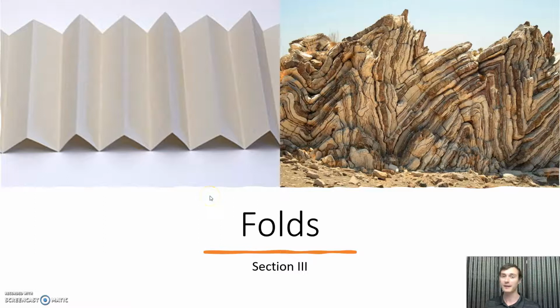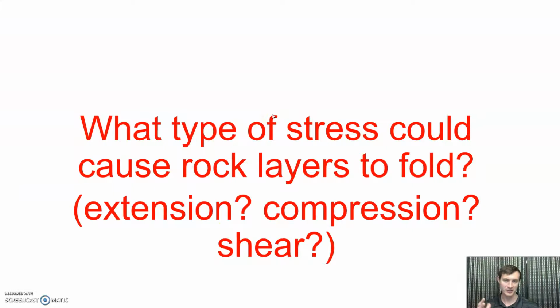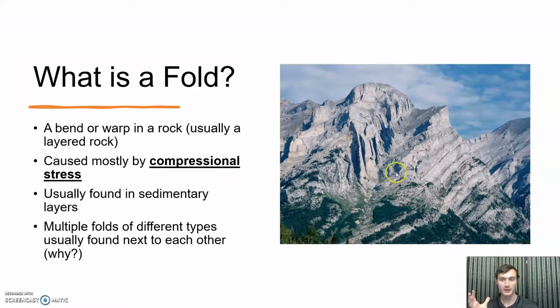Welcome back everybody. For the final section here, we're going to talk about these things, folds. So we ask ourselves the question here. We learned about stress. What kind of stress do you think would cause rock layers to fold up and look like this? Is it going to be extension, compression, or shear? So a fold is something that looks like this. It is a bend or warp in a rock, usually a layered rock, sedimentary rock. These are caused by compressional stress, and usually you get multiple types of folds right next to each other. Try to think about this and why that might happen.